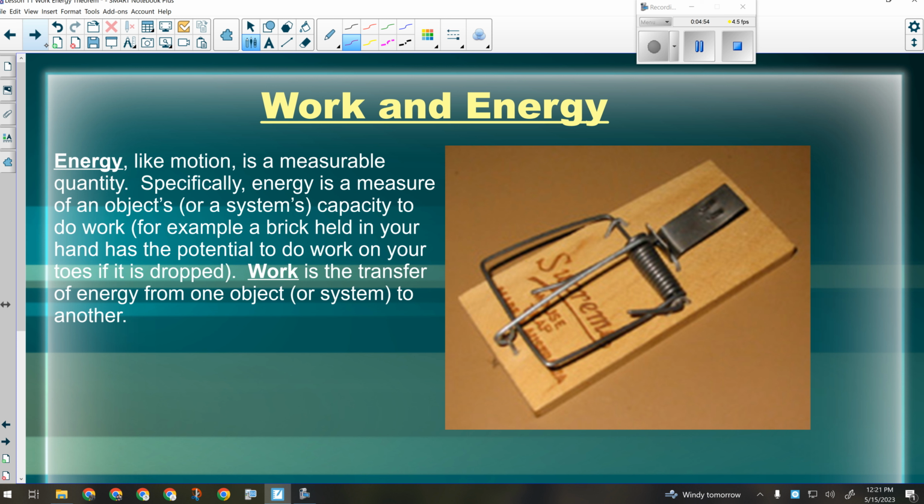Okay, here's a pretty classic example of work energy theorem. The mousetrap. Okay? In this condition does the mousetrap have energy? This is, by the way, the loaded condition. Yeah. Where's that energy stored? In the spring. In the spring. Okay. How did the spring get its energy? What do you have to do to load the mousetrap? You pull it back and let it click set. Right.